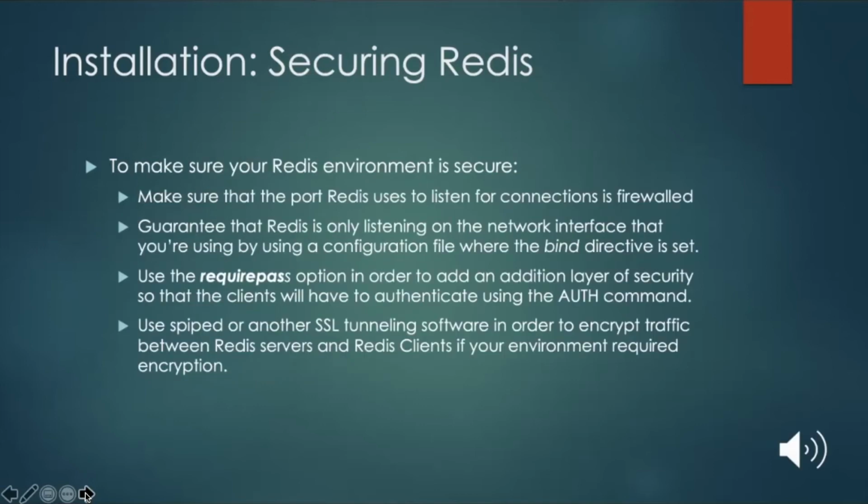Now that you have successfully installed and started Redis, it is very important to make sure that the Redis environment you're using is secure. The steps for doing that are as follows. Make sure that the port Redis is using to listen for connections is firewalled. Guarantee that Redis is only listening on the network interface that you want it to by using a configuration file where the bind directive is set.